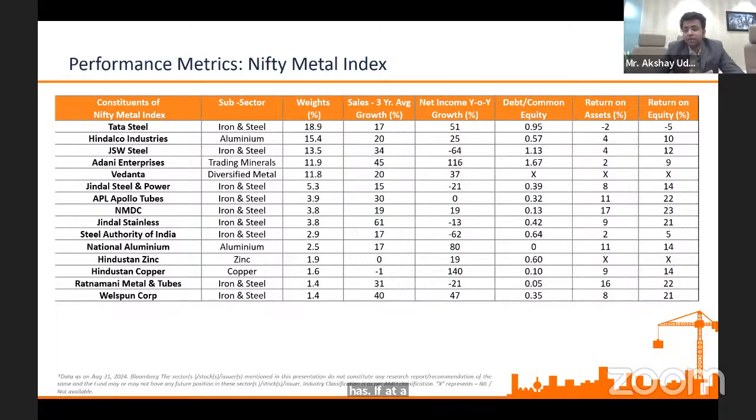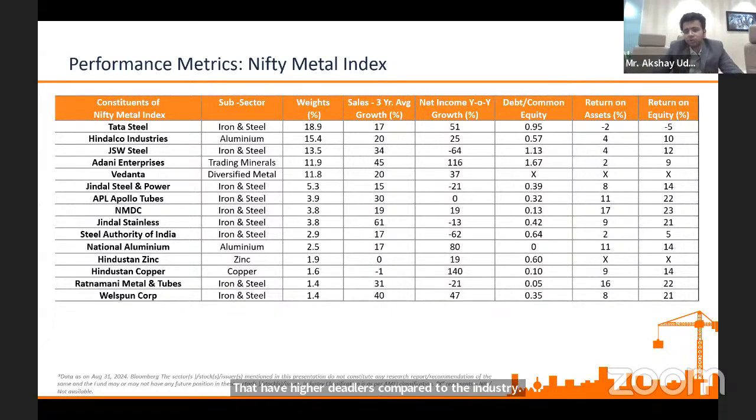On the right side, we have shown debt to common equity. Indian metal companies are well positioned compared to their global counterparts in terms of debt. Yeah, there are companies like Adani Enterprises or JSW Steel that have higher debt levels compared to the industrial average.